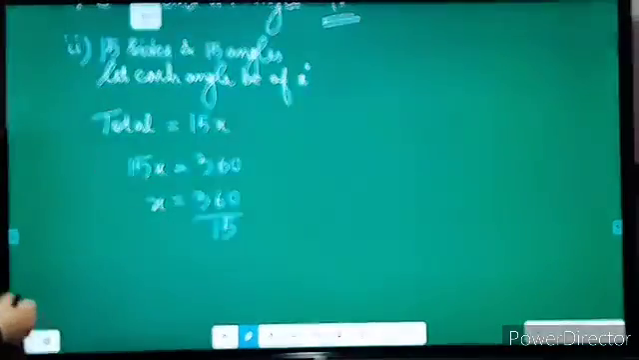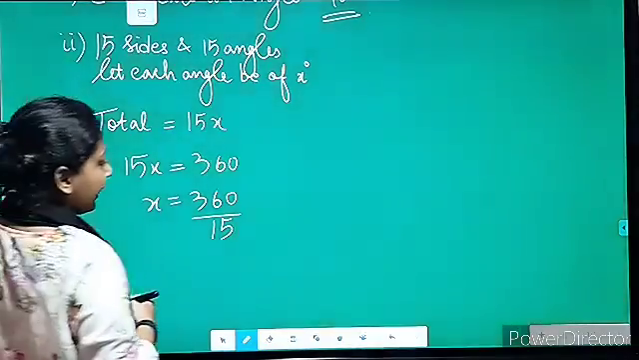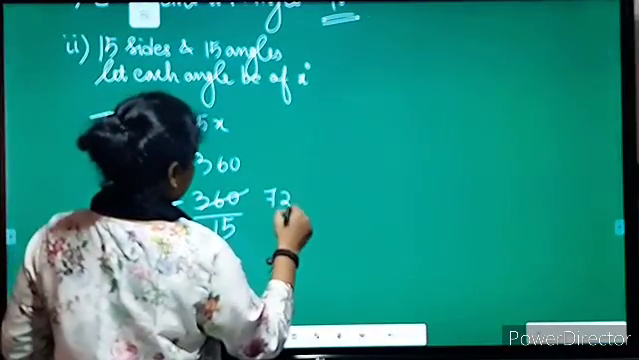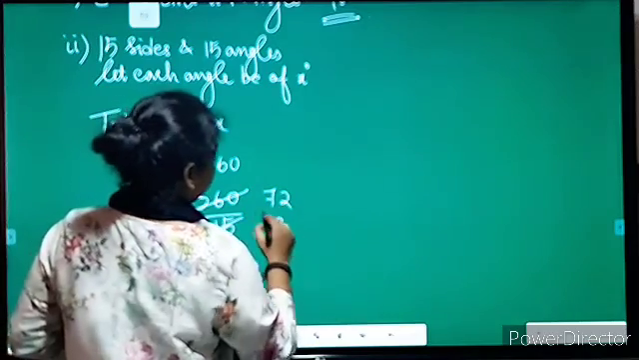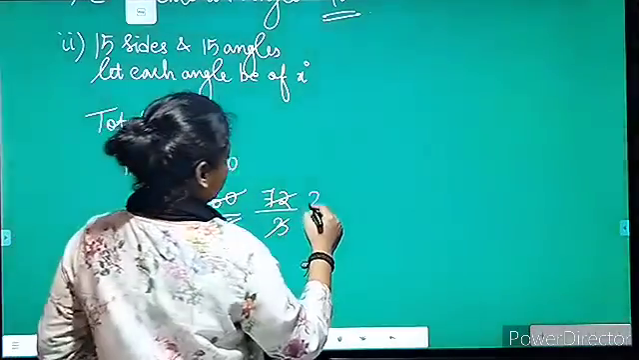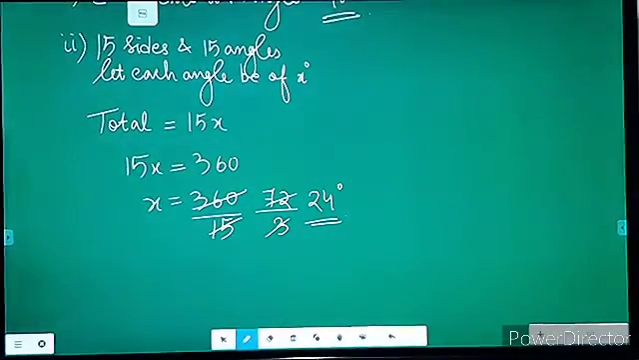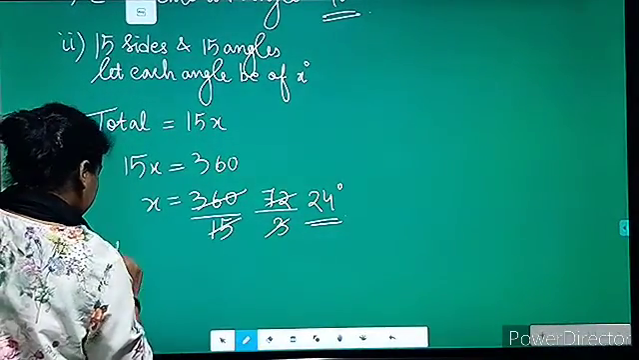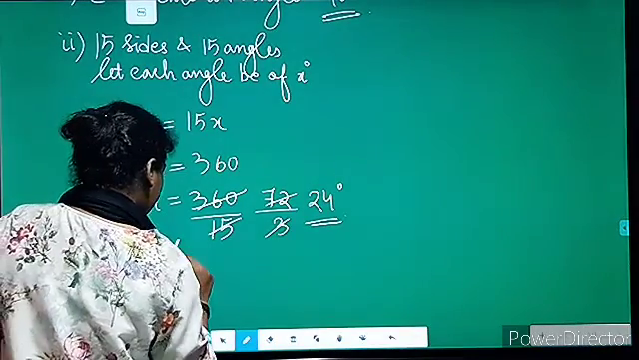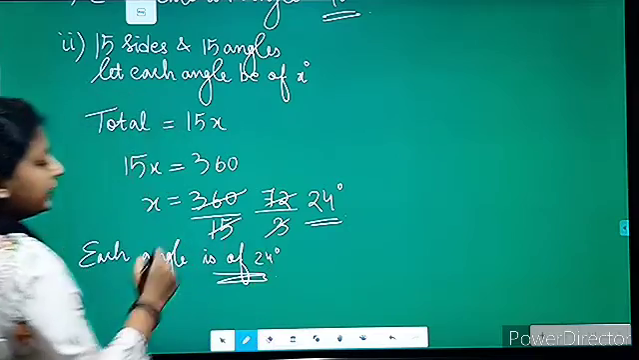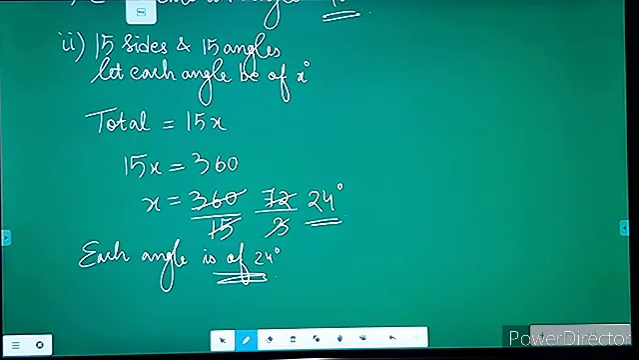15. We can cancel this by 5. 5 sevens are 35 and 2s are... here we have 3s, 3 2s and 4s. Hence we are getting 24 degrees as the measure of x. This implies each angle is of 24 degrees. Each exterior angle will be of 24 degrees. This was our question number 2, first and second part.